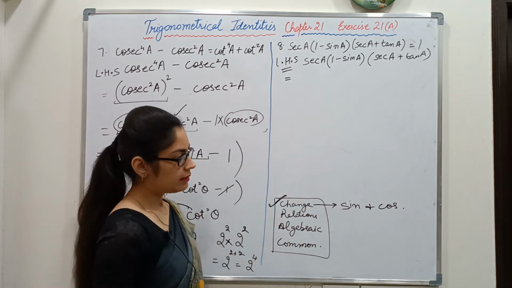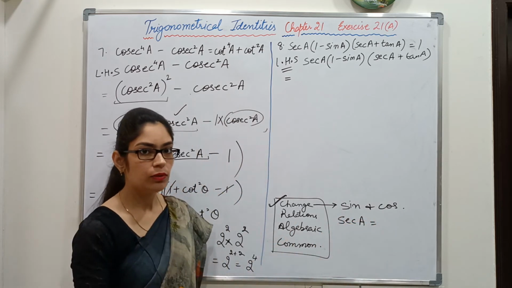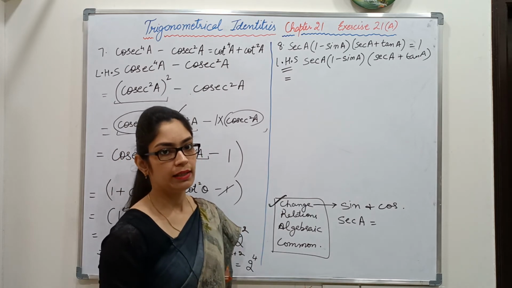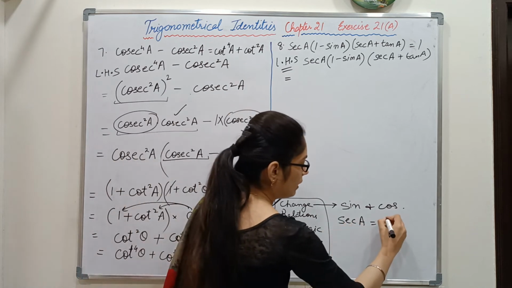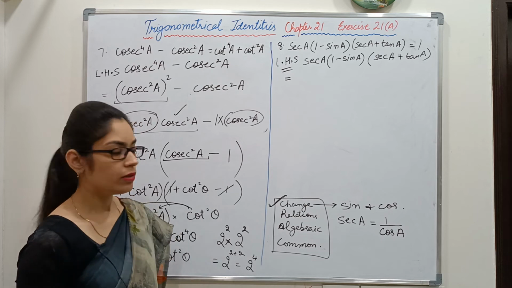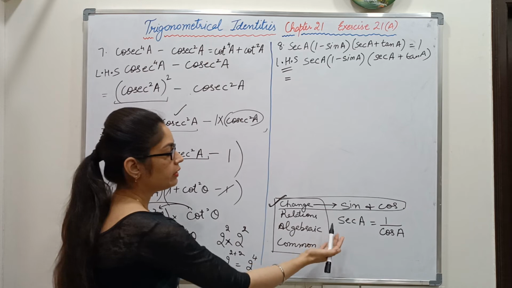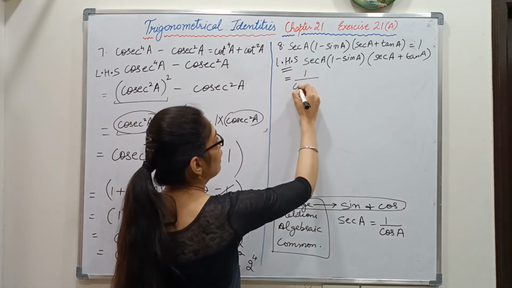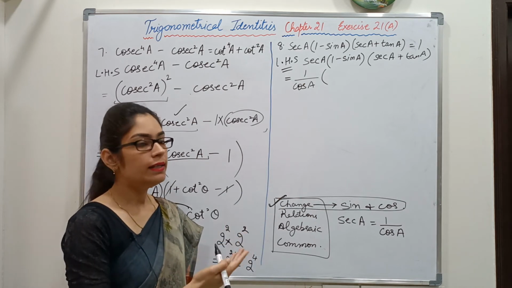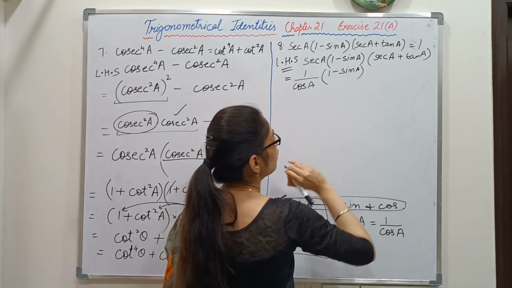Secant A: its reciprocal relation is with cos. The way to remember is that secant goes with cos, cos with secant, and sine with cosecant. So secant A is equal to 1 by cos A. Changing into sine and cos, secant I can write as 1 by cos. Sine needs no change because it's already in sine form, so I can write it as 1 minus sine A.